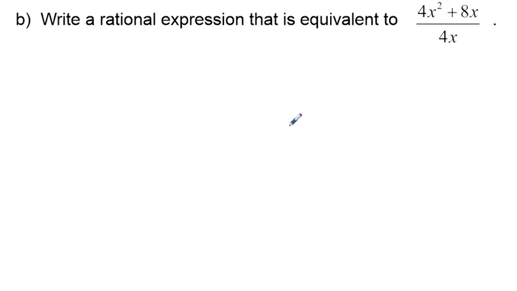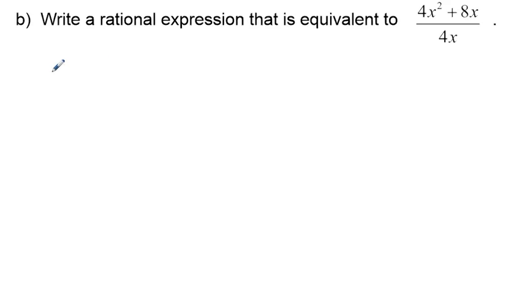In this video, we'll be looking at writing a rational expression that is equivalent to (4x squared plus 8x) over 4x. So we'll go over two options to approach this question. The first way we could approach this question would be to look at the three terms in the expression. And I see (4x squared plus 8x) over 4x.